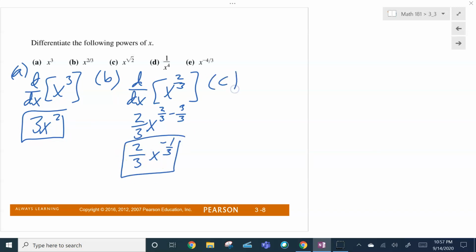C, x to the square root of 2. We're going to take the derivative of that. So that's root 2 x to the root 2 minus 1. And we're done with that one.